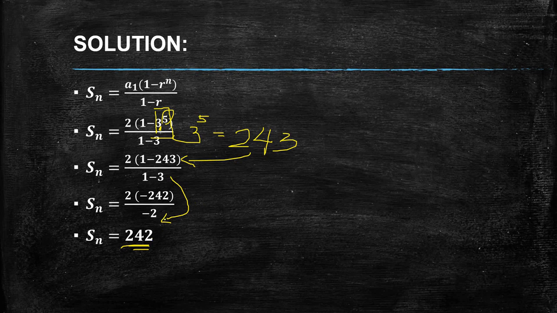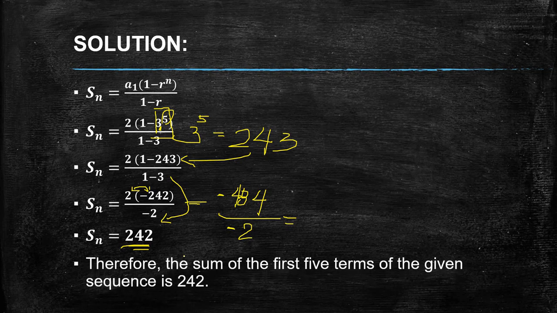Okay, sir, parang naging positive yun, negative ito. So, kaya expand natin yan, ganito siya class. If you're going to get the product of these two numbers, 2 times negative 242, that is negative 484. I-divide mo siya sa negative 2. And again, kapag nag-divide tayo ng integers and negative yan, negative divided by negative is positive. And then 484 divided by 2 is 242. That's it. So, yun yung sum ng ating first 5 terms of the given sequence.